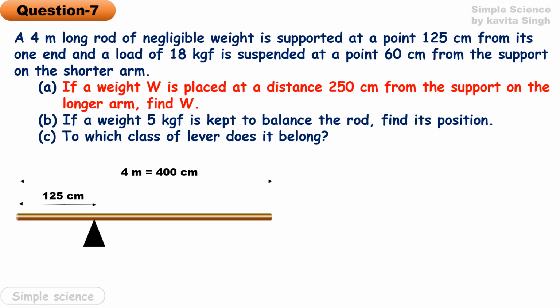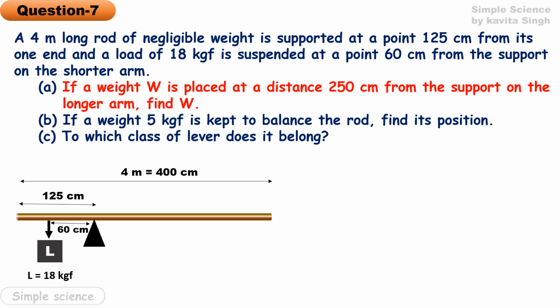And a load of 18 kgf is suspended at a point 60 centimeter from the support on the shorter arm. Shorter arm means that 125 centimeter length. A load of 18 kgf is placed at a distance of 60 centimeter from the support, from the fulcrum. So the distance of load from the fulcrum is 60 centimeter. So load arm will be 60 centimeter. Up till here this was the question.